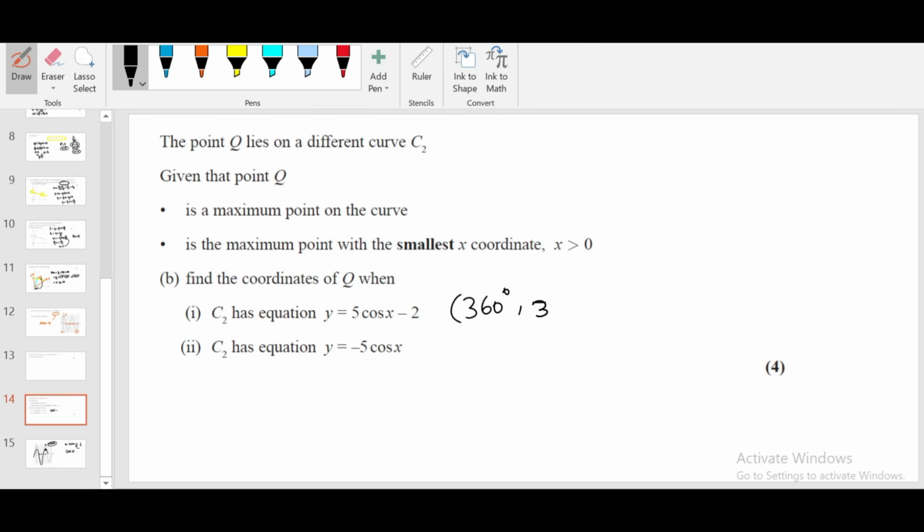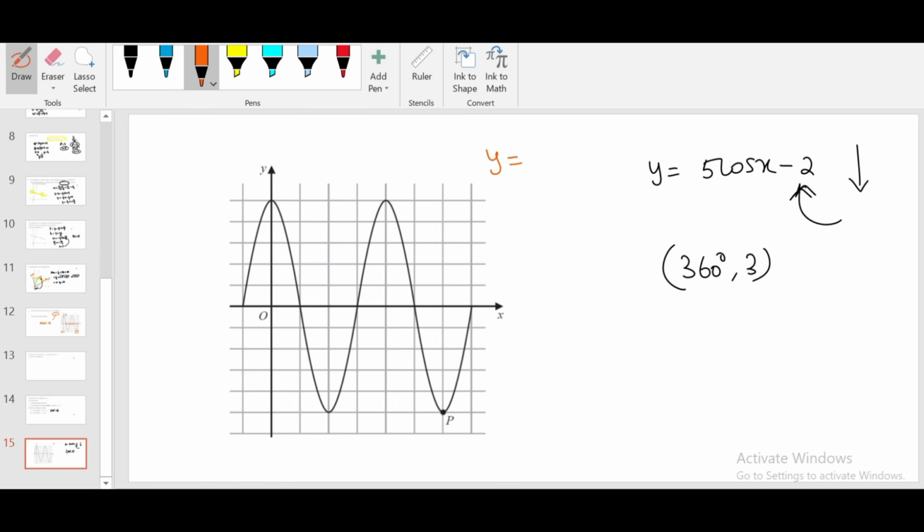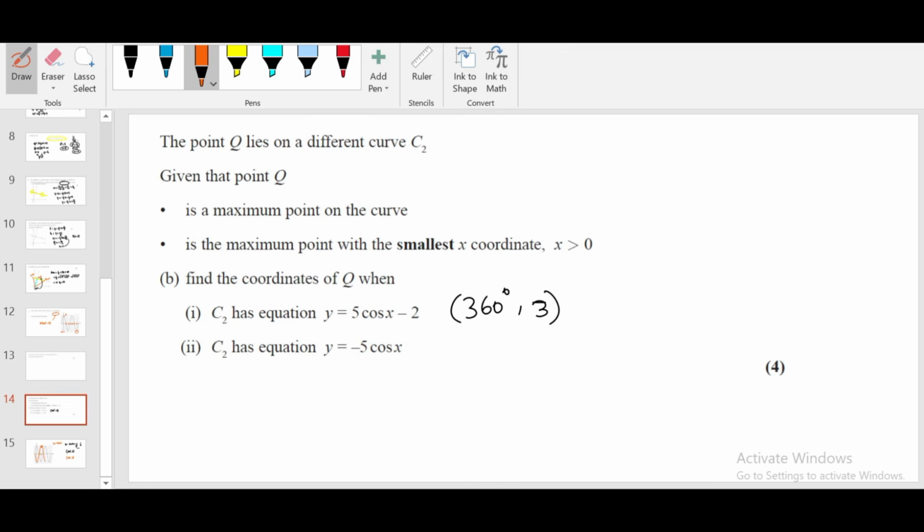When they say minus 5 cos x, you need to take this graph 5 cos x. When they say y is equal to minus 5 cos x, you have to reflect the graph. So the graph would be like this. So the first maximum point is in here, 90, 180 degrees, comma, 5. That's the maximum point of this one, 180 degrees, comma, 5. That's all.